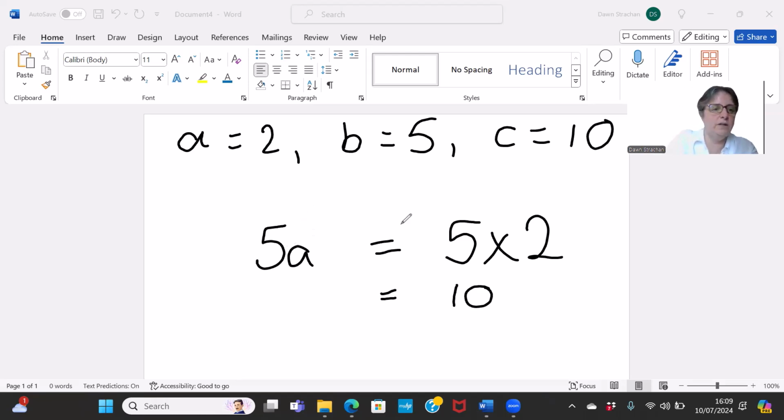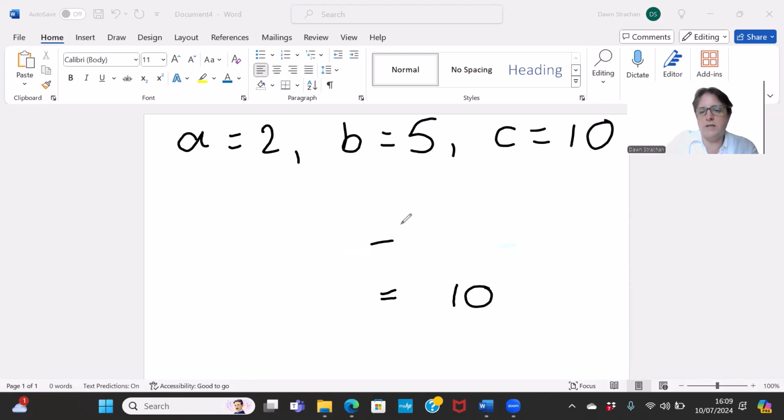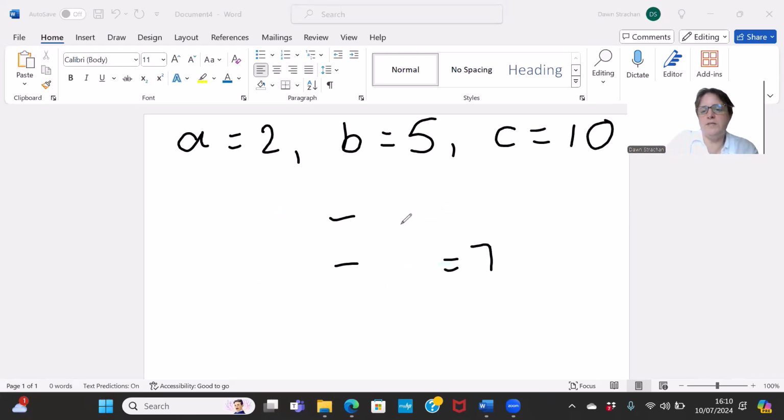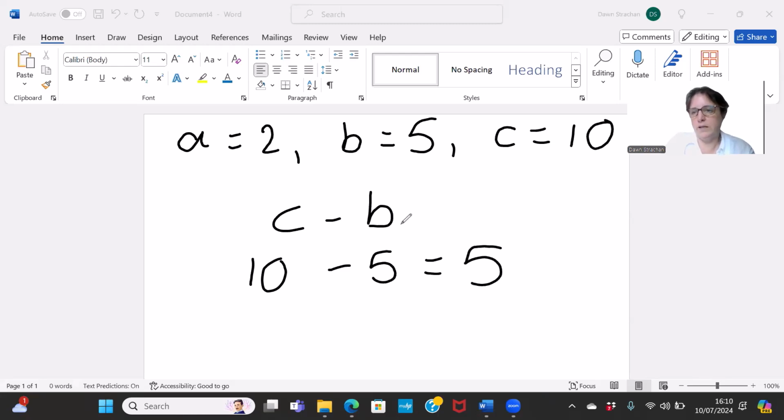Okay, happy so far. A different example might give us a plus b. So that means a equals 2, b equals 5. Our answer would be 10. No, it wouldn't. It'd be 7. Okay. We might have something like c minus b. So this time we've got 10 take away 5 equals 5. Okay. Hopefully this is all making sense.